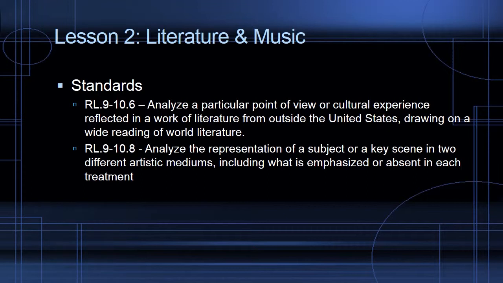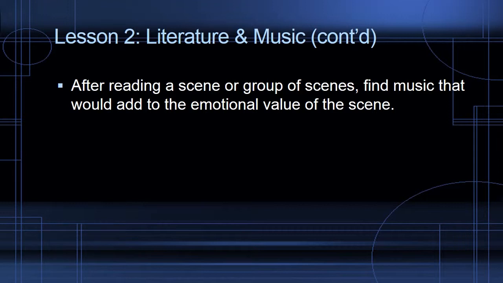And two, analyze the representation of a subject or key scene in two different artistic mediums, including what is emphasized or absent in each treatment. So for this, after reading a scene or group of scenes, I would instruct the students to find music that would add to the emotional value of that scene. In other words, they would try to find music that could be a counterpoint to the emotion, which would be interesting, or an enhancement, or it could be to create the mood. Anything they could justify and rationalize within the context of the assignment would be great.